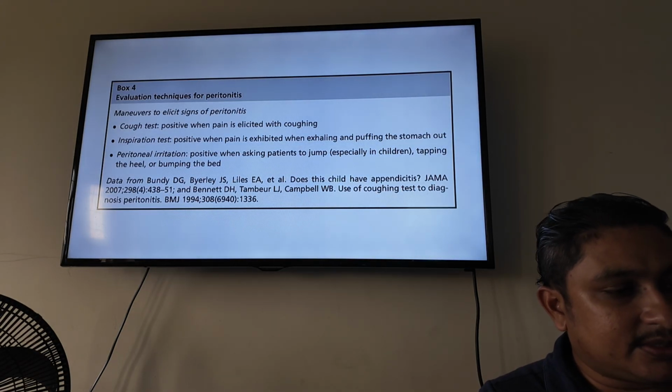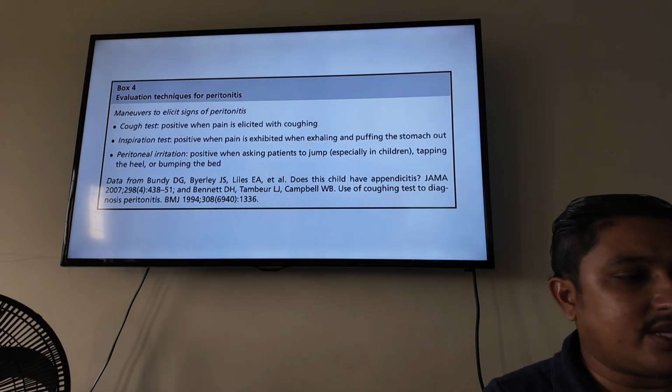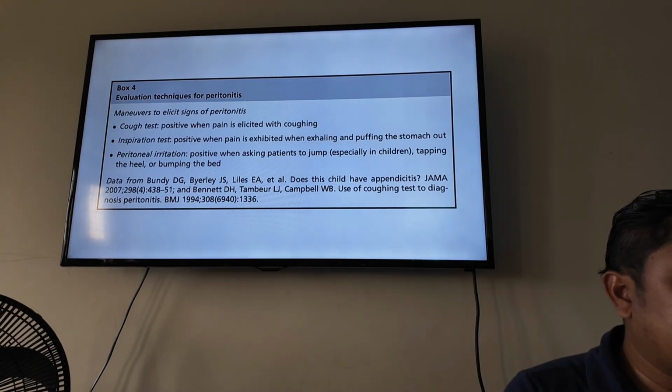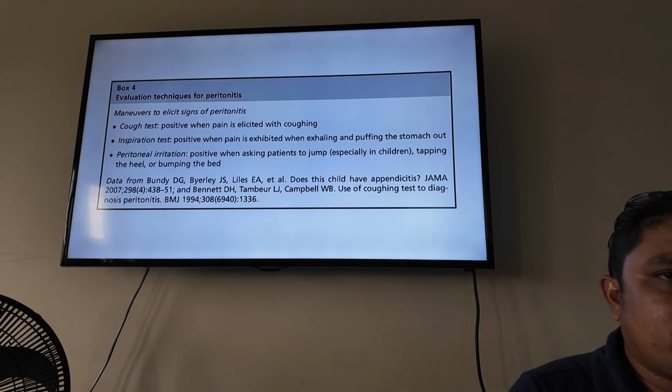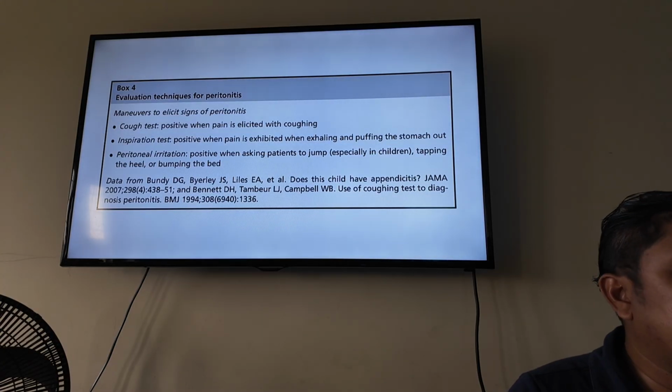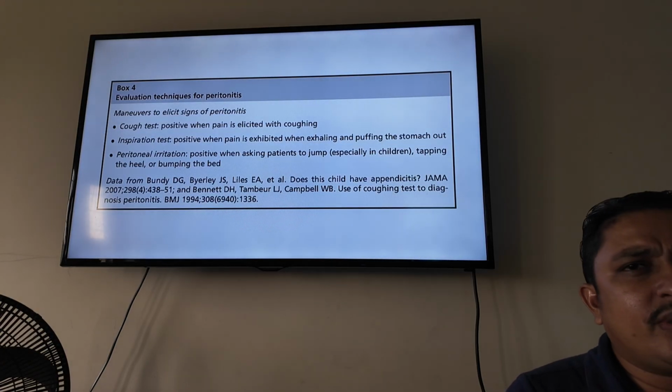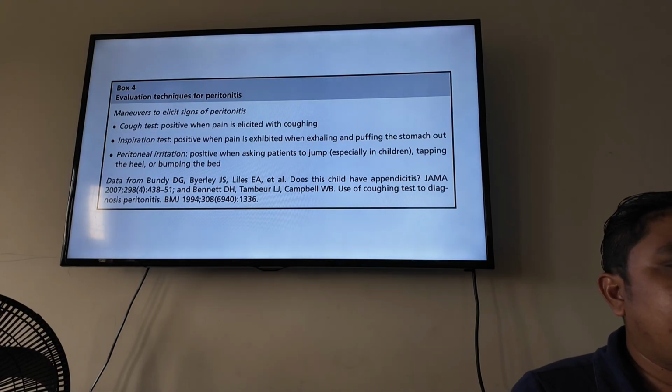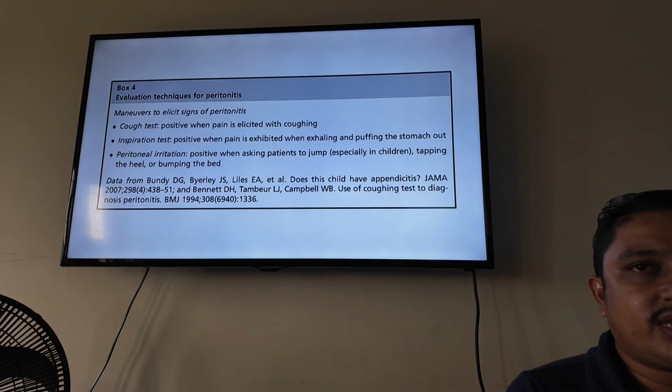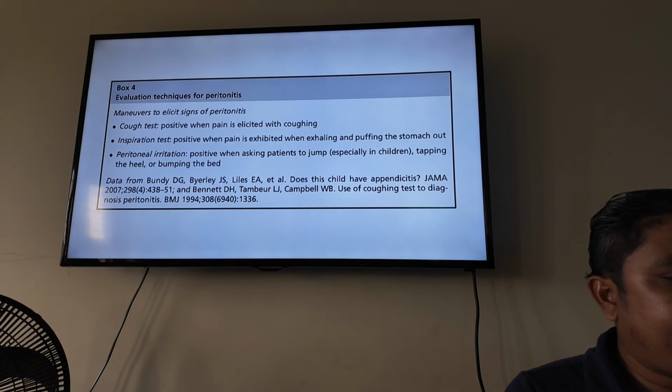Here are some other maneuvers that you could use to elicit peritonitis. There's the cough test, as I said before. The inspiration test is very good, very similar to Murphy's sign. Put your hand on the abdomen and ask them to inhale. If the inhalation process sticks, they have peritonitis.